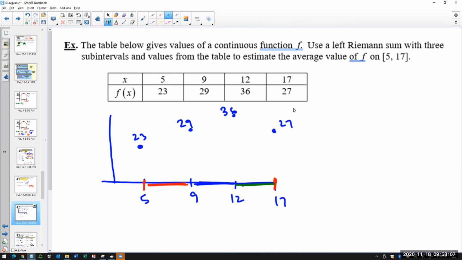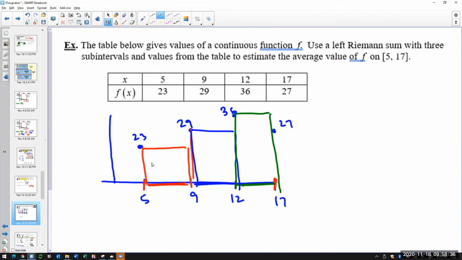Once you get your subintervals, you pull up from the left side because it wants a left Riemann sum. So on my red rectangle, I'm going to pull from the left side to get the Y value. On my blue subinterval, I'm going to pull up from the left side to get the Y value. And on my green subinterval, I'm going to pull it from the left side to get my Y value. Then you get the Riemann sum values.